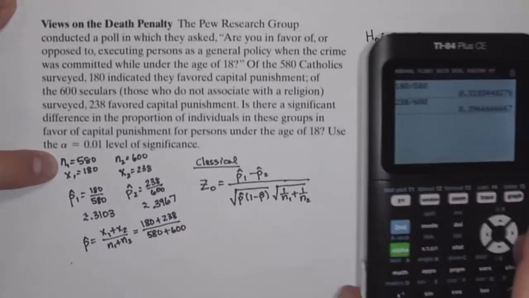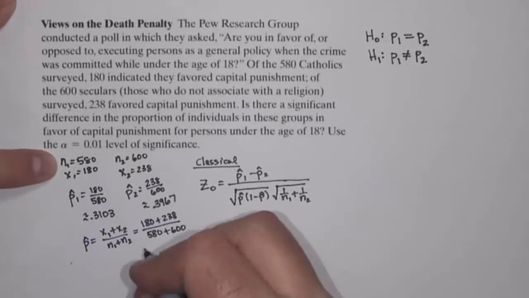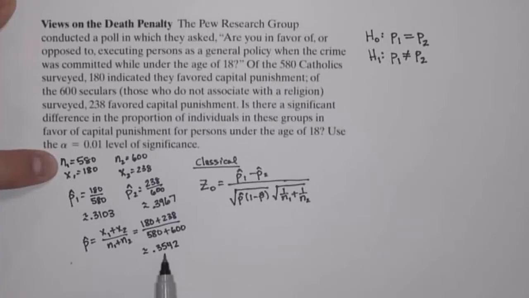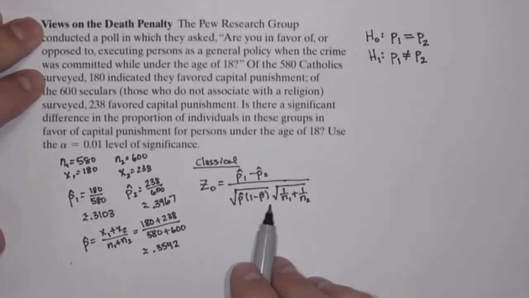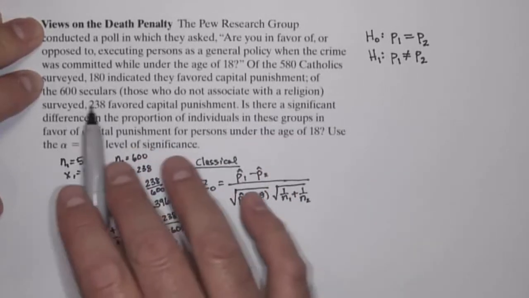Well, if we do that, 180 plus 238 divided by 580 plus 600, that is 0.3542 approximately. So this is about 0.3542. We're going to use that pooled estimate for this P hat value right here. Now also, in order to be able to do this, remember we have to have independence. So these were sampled individuals, so I will assume that we have randomness. There's nothing stated that indicates that these 580 individuals are related to these 600 individuals, so we'll have independence between the two samples.